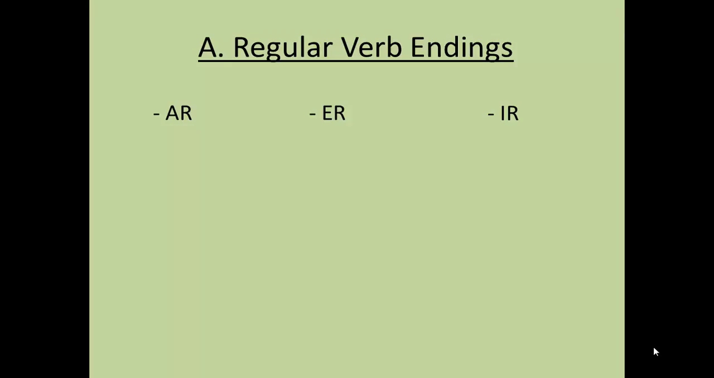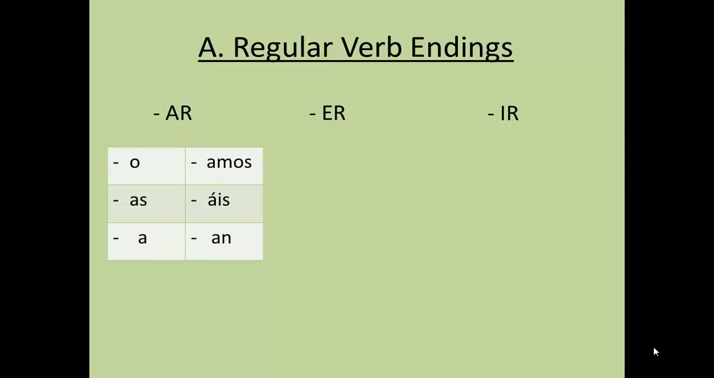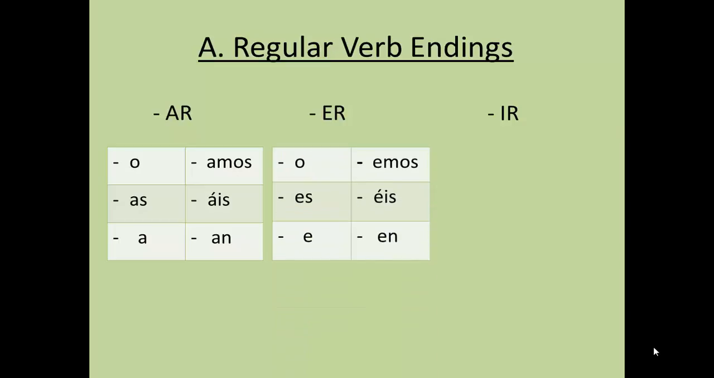So we're going to start off with regular verb endings. You probably remember the AR endings that you first learned, right? They are o, as, a, amos, áis, an. Make sure you have the accent over the A in the vosotros. And for ER, all you need to do is take the AR endings and change the A's to E's. So it would look like o, es, e, emos, éis, en, accent over the E in the vosotros.